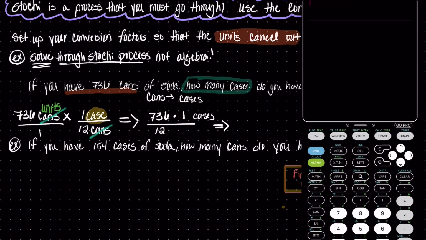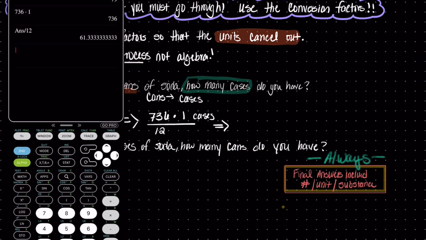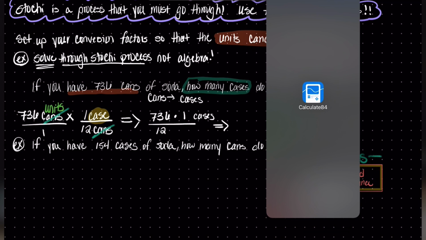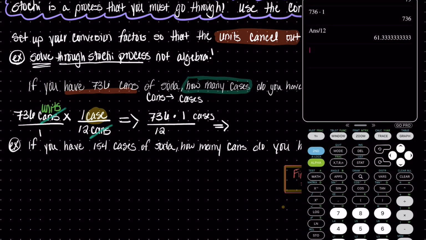So I'm going to do 736 times 1, which of course gives me that 736 again. Divide that by 12. I get 63.3333 repeating cases. However, I need to figure out what sig fig value to use.